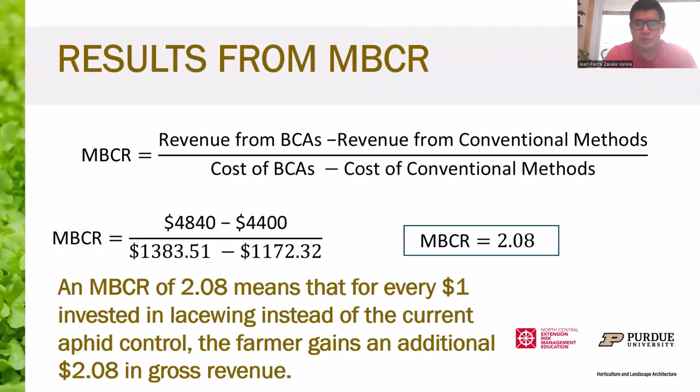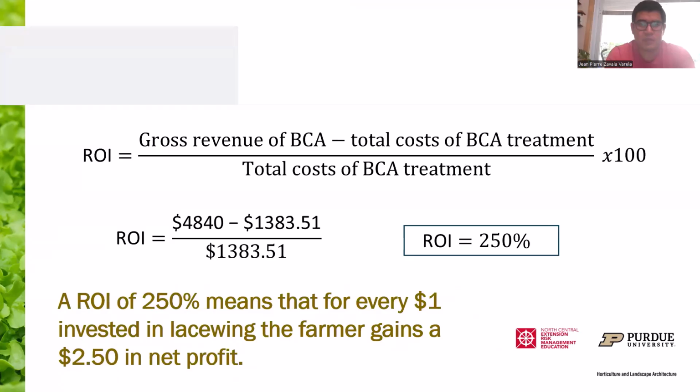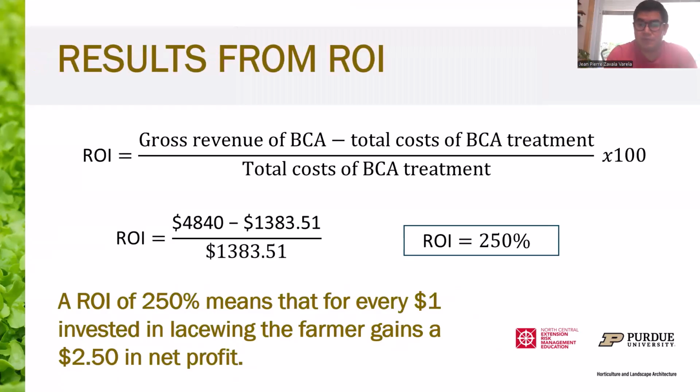So we have some results. In the marginal benefit cost ratio, we have a 2.08 ratio. What does this ratio mean? Basically, for every $1 that you invest in the biological control agent, in this case lacewings, instead of your current aphid control, the farmer gains an additional $2.08 in gross revenue. We also have the return on investment of 250%, which means that for every $1 this farm invested in lacewings, the farmer gains $2.50 in net profit.